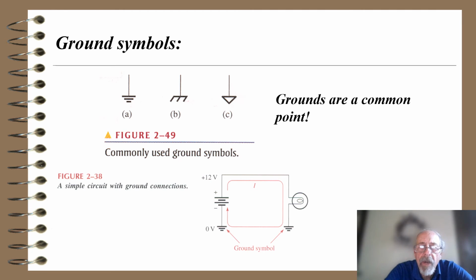Here are the symbols for ground. A is the more traditional one. B and C are newer symbols. Grounds are a common point in a circuit. So Figure 2-38 here shows a simple circuit with ground connections. The ground symbols at the bottom of the battery and the light, that is, say, maybe the chassis, and there's a connection between those two, so you have a complete circuit.